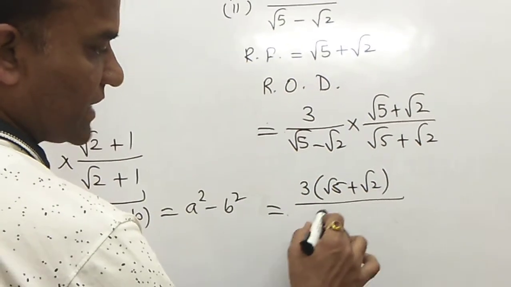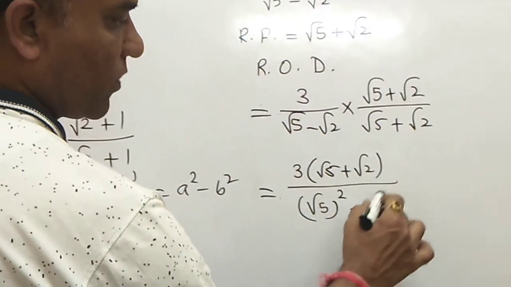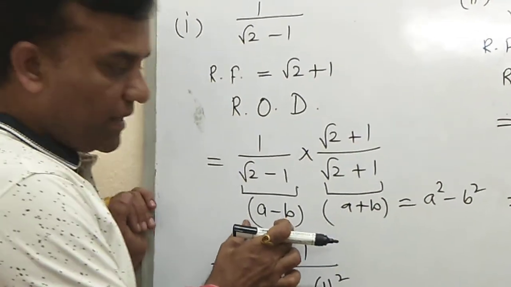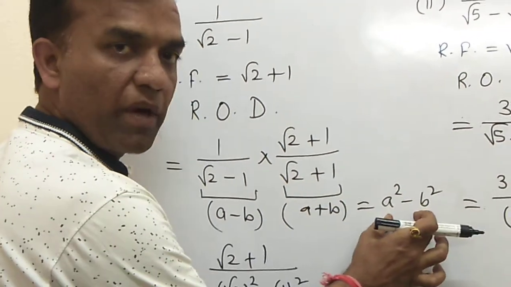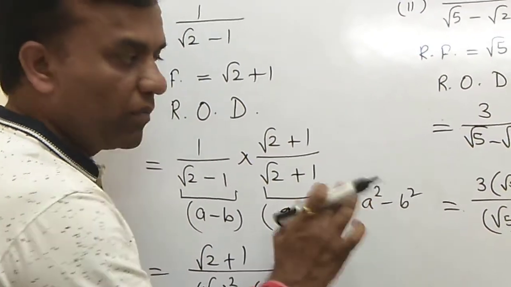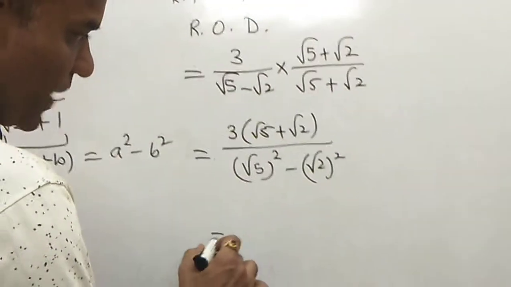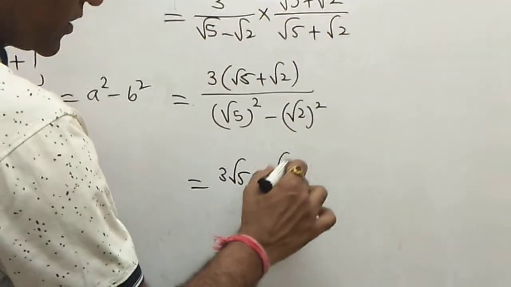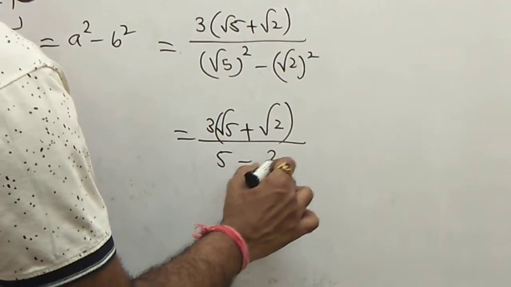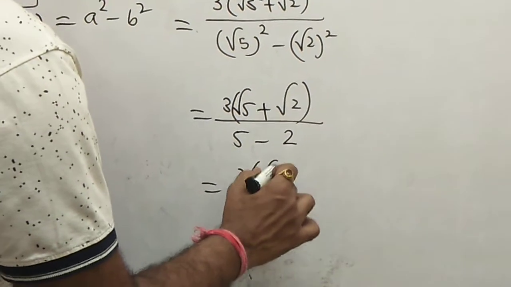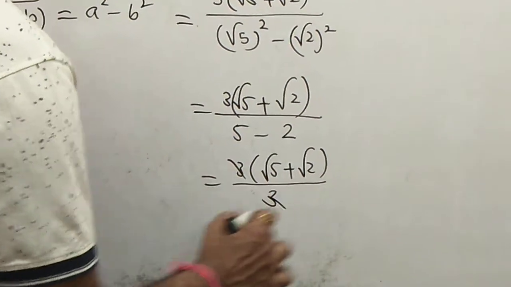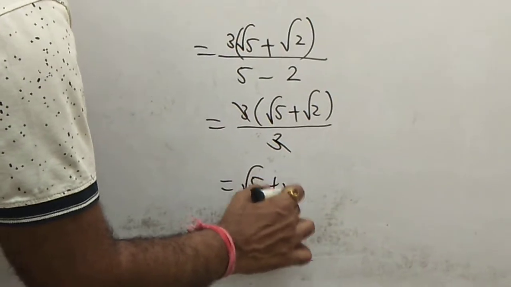And now here we use the concept of a square minus b square, so root 5 square minus root 2 square, because in the first question I explained about the identity. The first term is minus and the second term is plus, then the concept is the same, a square minus b square. Or you have plus a plus b here or a minus b here, but the formula is the same. For the formula there is no change. So then you have 3 root 5 plus root 2 you put in bracket, and here root 5 square is 5, and root 2 square is 2, and 3 times root 5 plus root 2, and upon 5 minus 2 is 3. So 3 is cancelled out. Your answer is root 5 plus root 2.